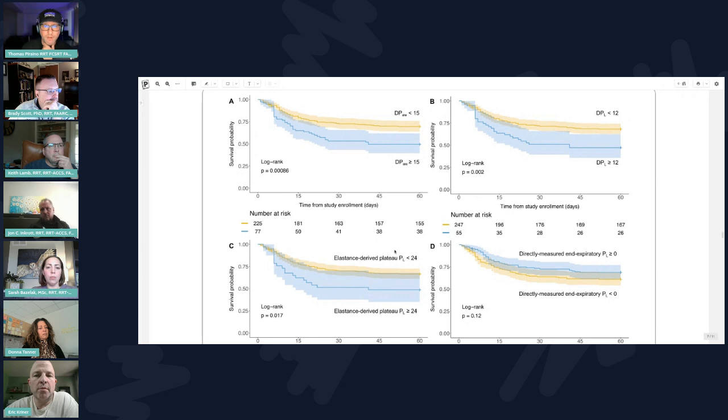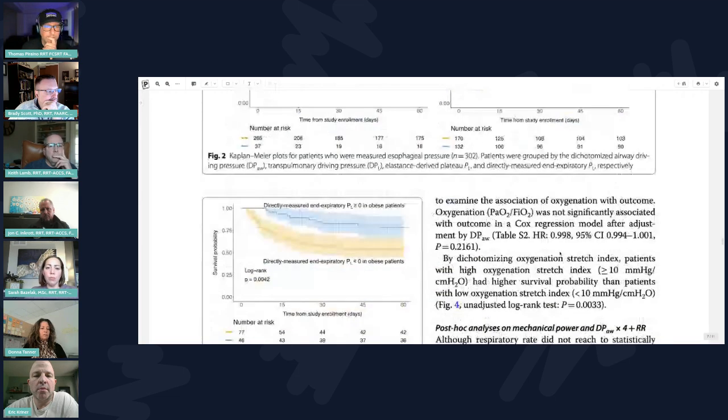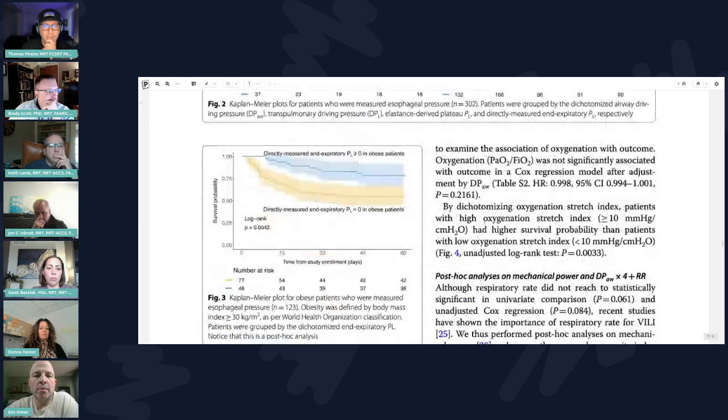And of all these variables, the one that distinguished the survival probability the best was simply airway driving pressure of 15 centimeters of water. So it doesn't negate that the others are useful, but this is definitely very useful. Now, they do have another table here with obese patients, and they found that targeting a transpulmonary pressure of 0 in obese patients, there was a clear benefit. There's a clear survival benefit when they looked back at these patients.